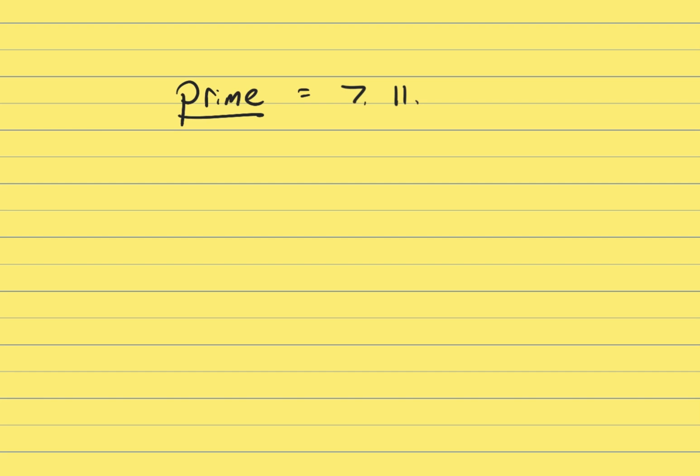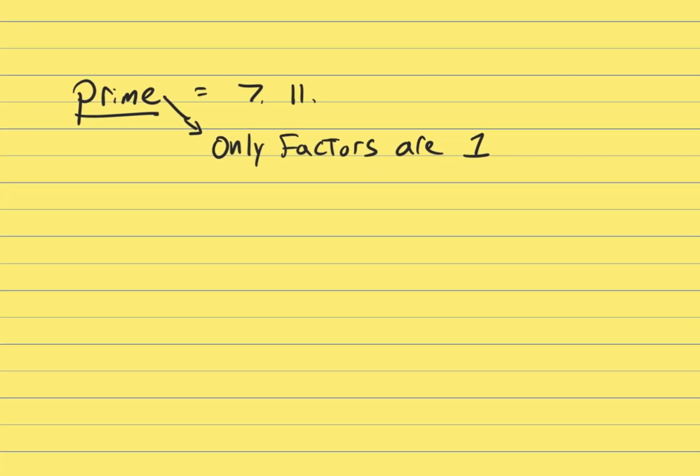What do you mean by can't break down? You can't split it in half. By 1 and itself. Okay, so we say a number is prime if its only factors are 1 and itself. So prime essentially means only factors are 1 and itself.